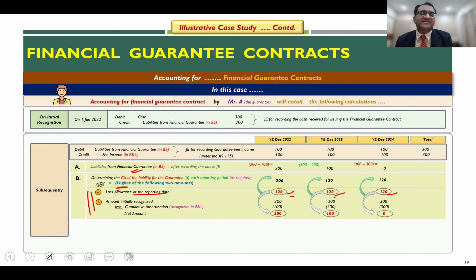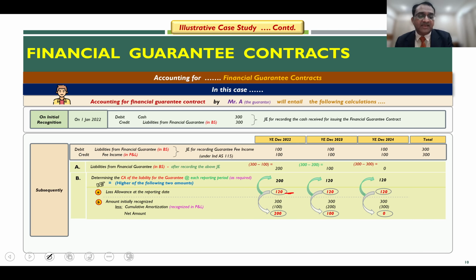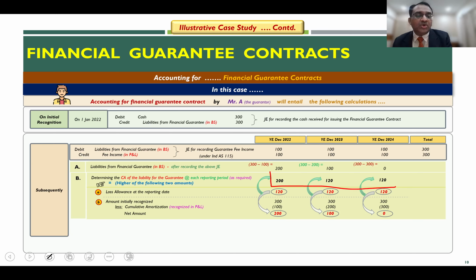But what is your balance? After you have recorded this entry, your balance is 200, 100, and 0. So if you compare these two numbers, the higher of these two numbers for each year should be your carrying amount. And that's exactly what is being mentioned here. This should be your carrying amount at the end of each year.